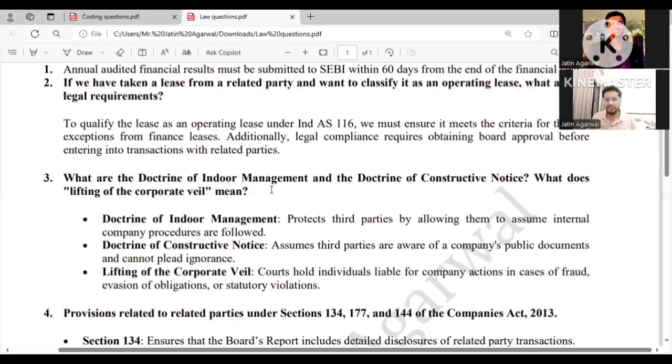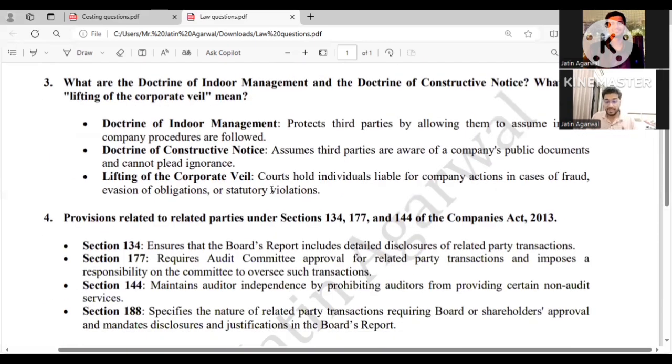And third is your lifting of corporate veil, which means that the individuals who are running the company can be held personally liable in case of fraud, evasion of obligations and statutory violations, right? Now next question, we have to explain the provisions under section 134, 177, 144 and 188 of Companies Act. So let's see. First is section 134.